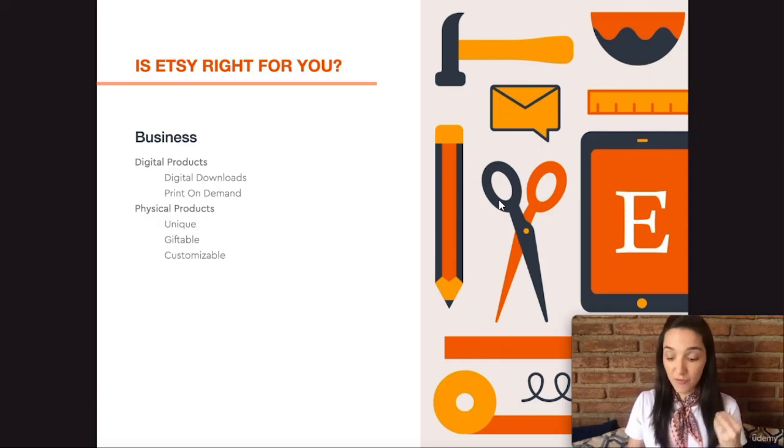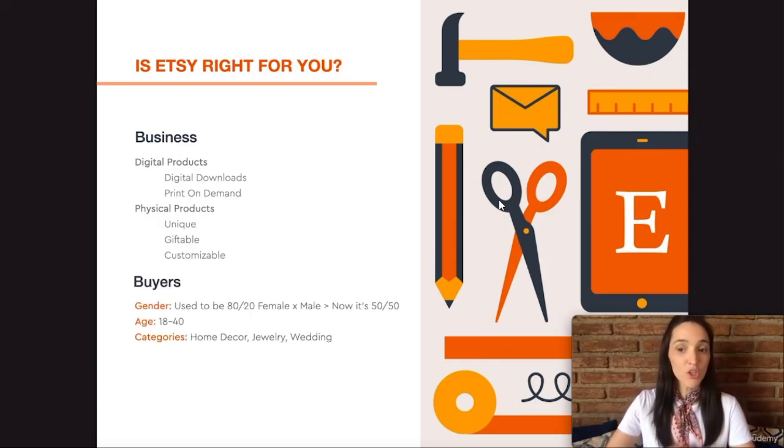Now let's take a look at the types of buyers that are on Etsy. Etsy used to have a connotation, maybe still does, of being primarily female. And actually, that's for a reason. Up until last year, they used to have 80% of their users being female versus 20% male. But last year, things started to even out, with 50-50 male and female users.